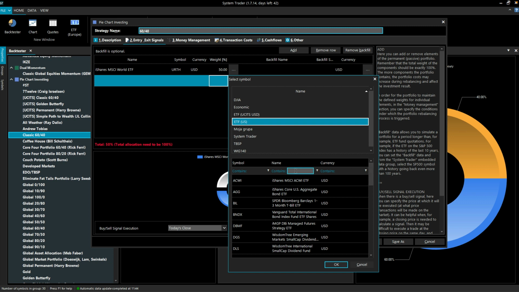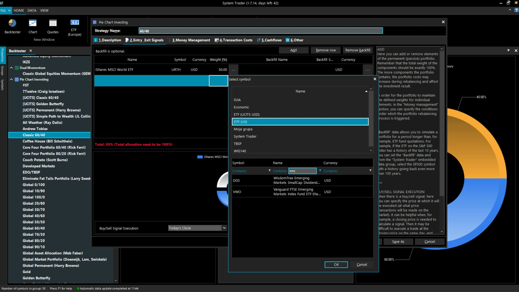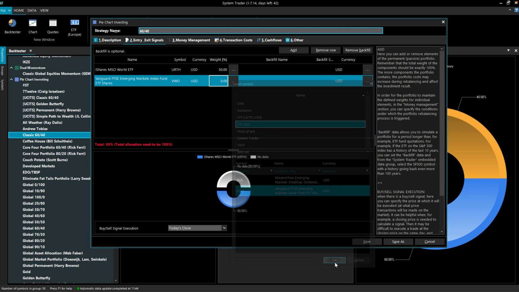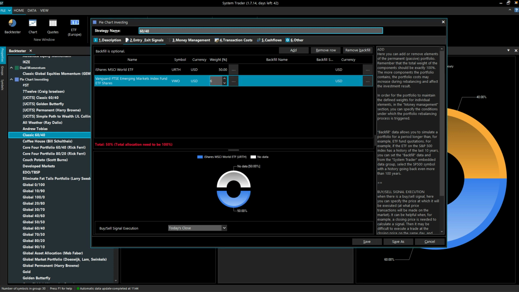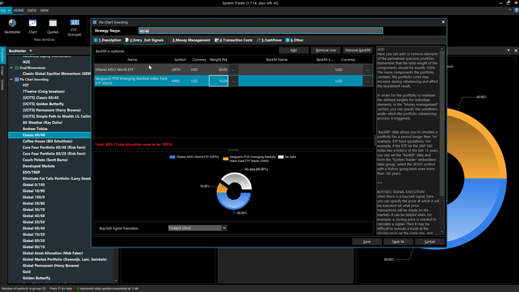And now let's say that we want to have emerging markets. So we can enter emerging markets here and we have VWO ETF, which is the FTSE Emerging Markets Index Fund by Vanguard. Let's make it 10%. So together it's 60%. And by the way, emerging markets in the global portfolio are on average now around 13-14%. Here we have a bit less, but just for the sake of the example, let's keep it simple. So we have 50% of this ETF and 10% of this ETF, and we can see that here as well.